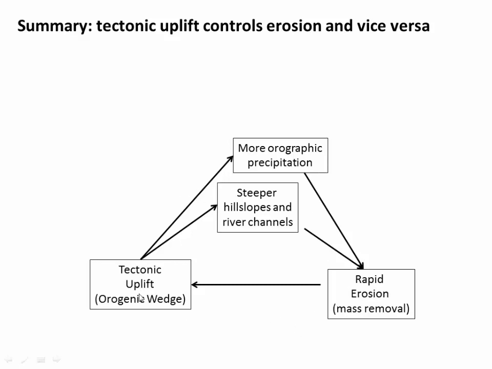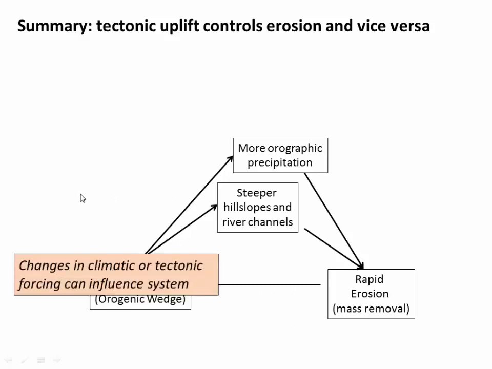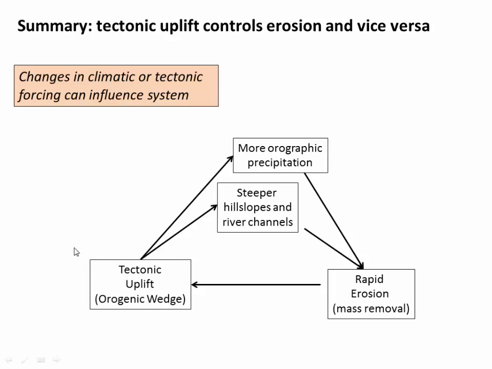So there's some very strong feedbacks here, but keep in mind we can also force the system externally. If we change climate, for example, we make it wetter, or we change the pattern of monsoon rain, we can actually directly influence erosion, which can directly influence the pattern of tectonic uplift, okay? So changes in the climate system can directly control tectonics.